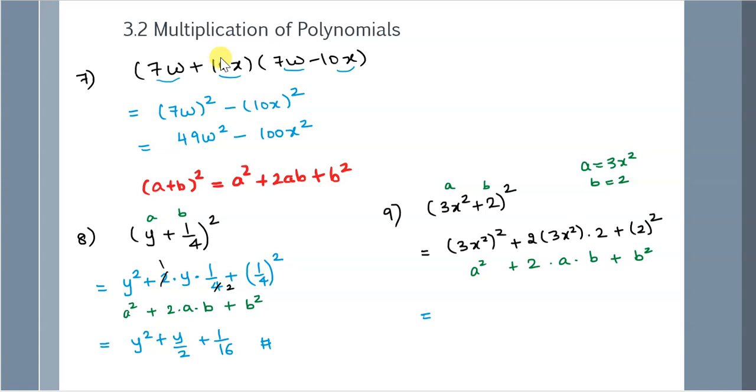So 3 times 3, 9, x power 4. Multiplying the numbers 2, 3 and 2: 2 times 3, 6. 6 times 2, 12. x squared plus 4. This is your answer. Okay.